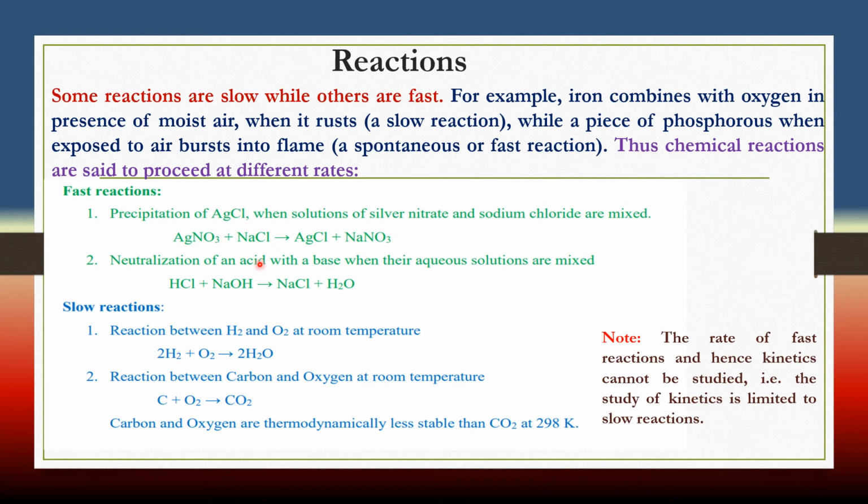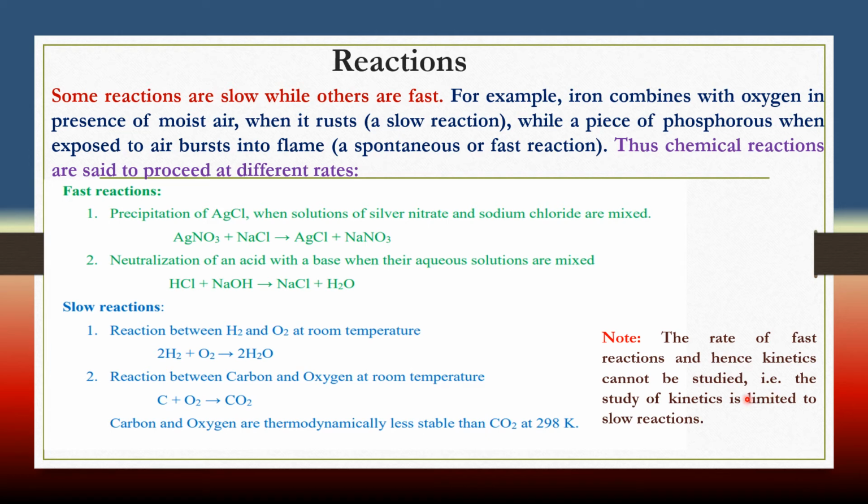Some other examples of fast reactions are the precipitation of silver chloride when solutions of silver nitrate and sodium chloride are mixed, and the neutralization of an acid with a base when their aqueous solutions are mixed, like HCl plus NaOH, forming NaCl and water. Slow reaction examples: the reaction between hydrogen and oxygen at room temperature, and the reaction between carbon and oxygen at room temperature, where carbon and oxygen are thermodynamically less stable than carbon dioxide at 298 Kelvin.